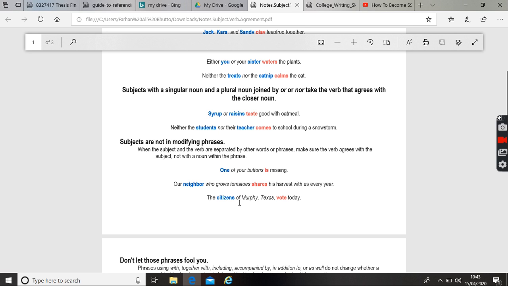The citizens of Murphy, Texas vote today. Now what is the subject? Citizens, which is a plural subject, so the verb has to be plural.